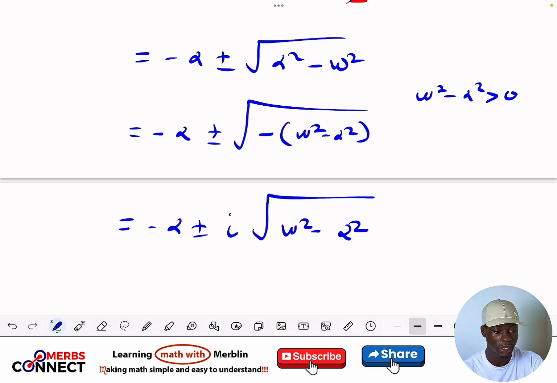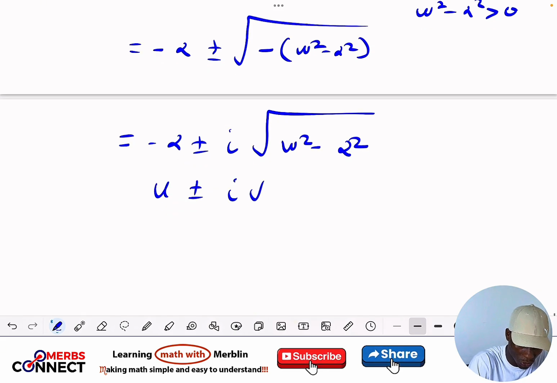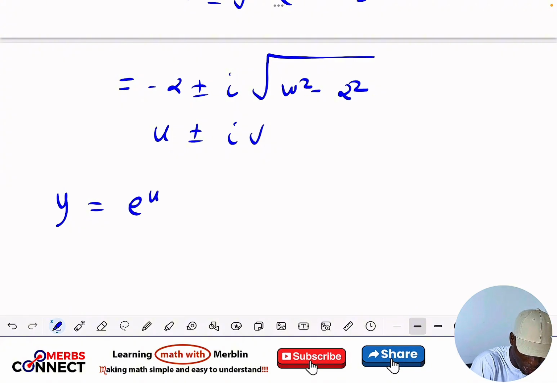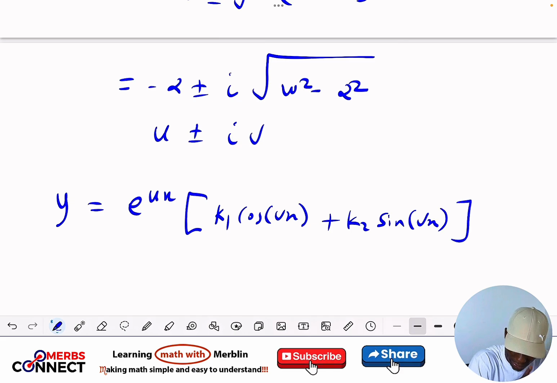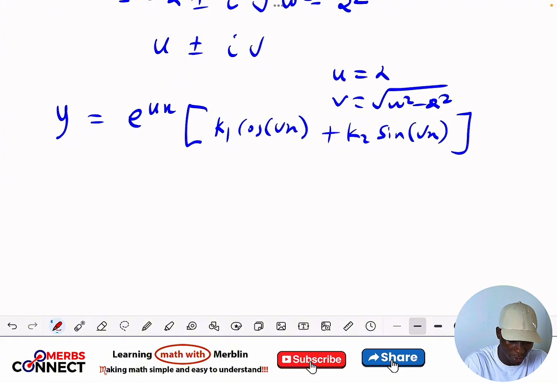So now our solution is in the form of complex, and we are going to use a trial solution for complex, like u plus or minus iv. What is the trial solution for our general solution? It is e to the power ux, then in brackets, k1 cos of vx plus k2 sine of vx. Here, our u is alpha, and our v is the square root of omega squared minus alpha squared. So we just plug them in and then we are done.